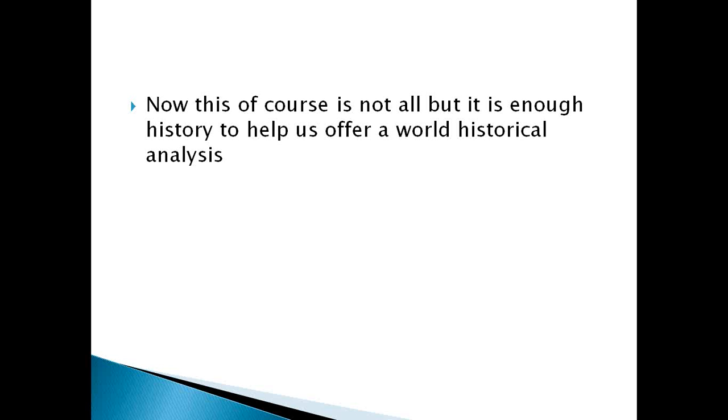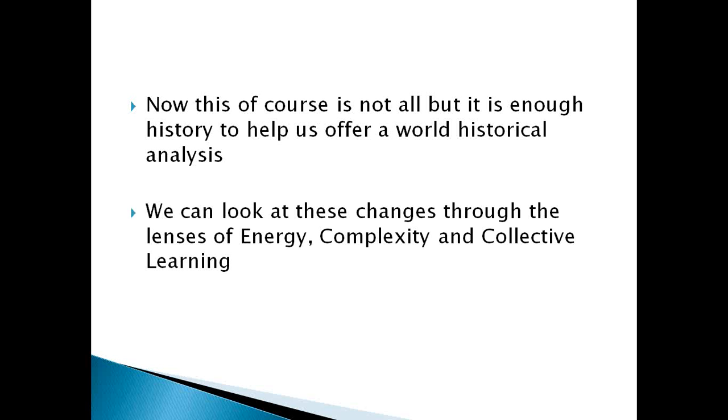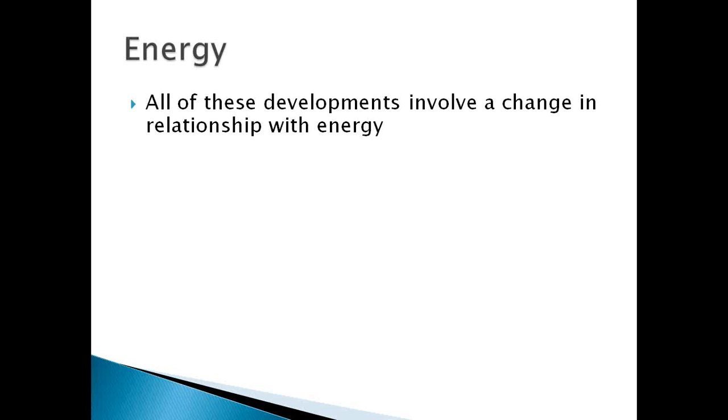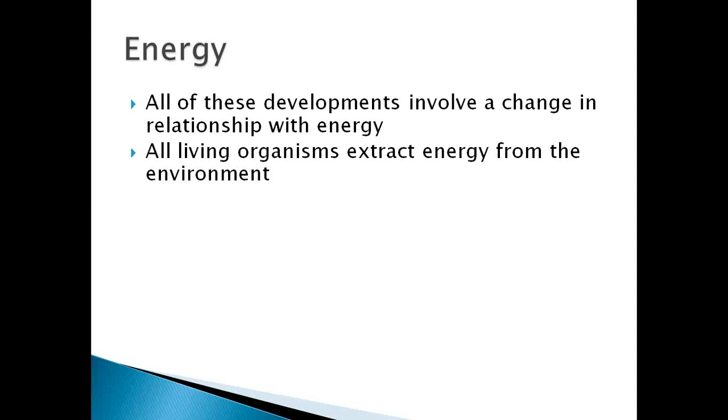So that's the world historical analysis. We can look at them through those lenses, beginning with energy. All of these developments involve a change in our relationship with energy. As we move from agriculture to industrial, major shifts in our relationship to the energy sources available to us in the environment occurred. Essentially, industrialism leverages much greater amounts of energy from the environment than agriculture societies ever did.